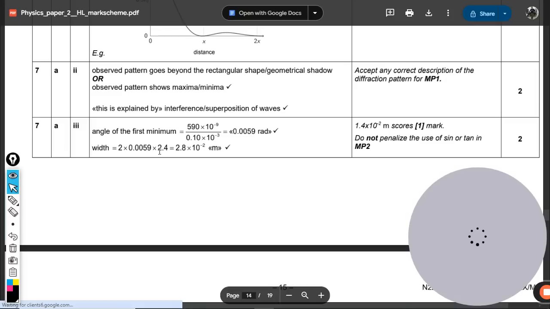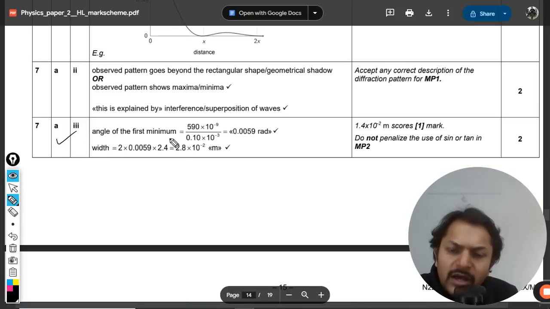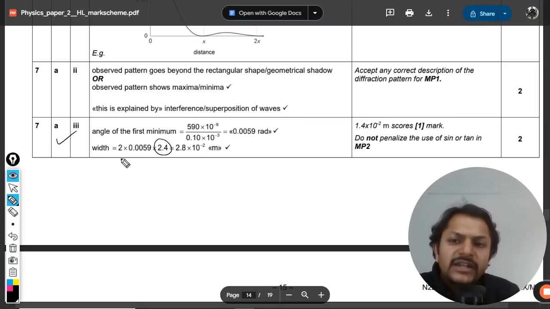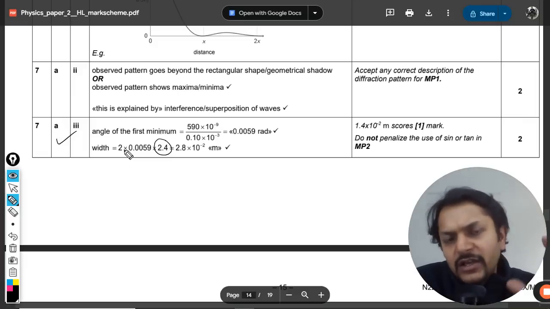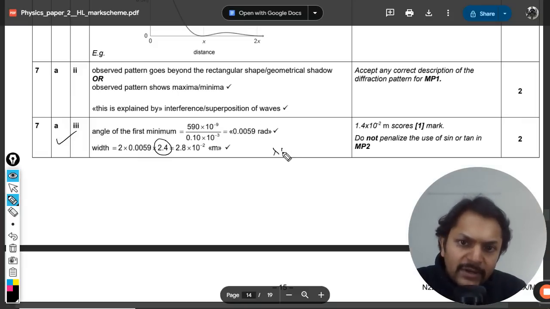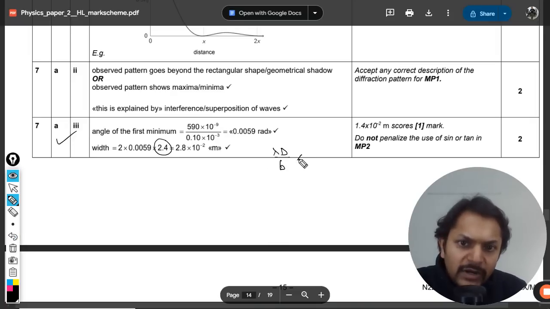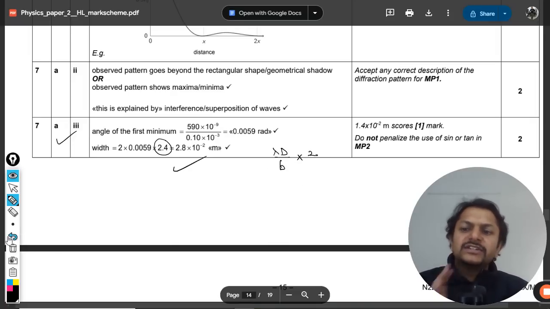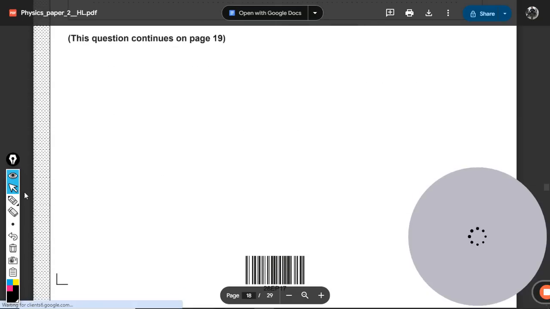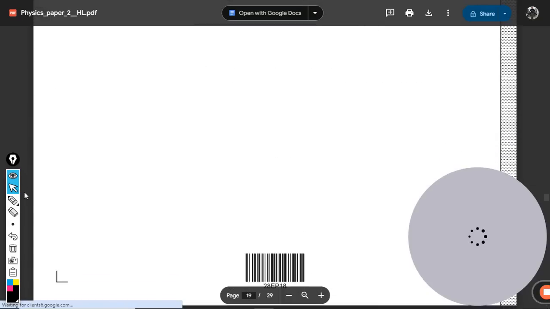How are they doing it? Yes, even they have done the same thing. Angle of the first minima is lambda by b, and now they are multiplying it with capital D also. At the end of the day, they are doing the same thing, so don't get confused. So it is lambda capital D divided by b, and then you multiply it by 2. That's it. So you would be getting the answer. You can use the calculators and you can see. Let us move to the next page now. Okay.